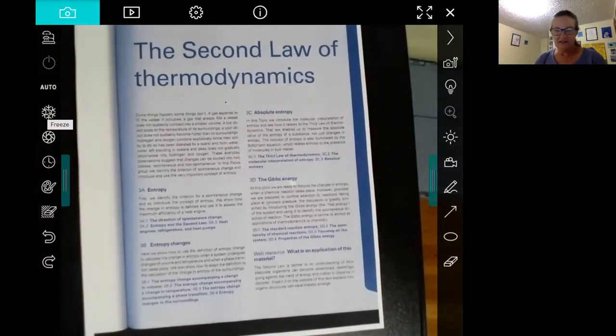So that is all just for an introduction to entropy. So next we'll talk about how we can calculate entropy changes during reactions and physical processes.